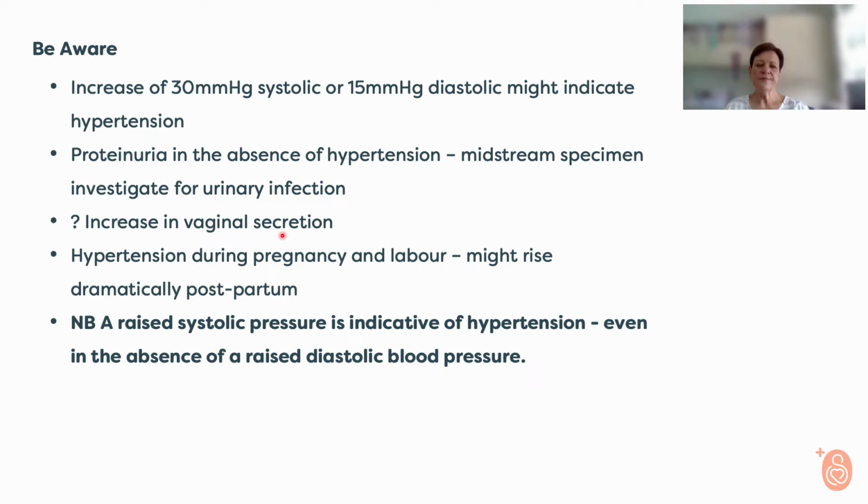We get an increase in vaginal secretions during pregnancy, which, as the patient urinates, might come in the urine and be responsible for the protein in the urine. So that's why it's always important, if there's protein in the urine, to take a midstream specimen to make sure that what we measure is protein in the urine and not because of the increase in the vaginal secretion.